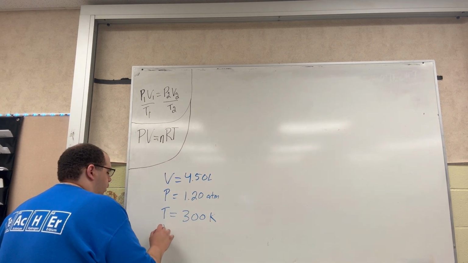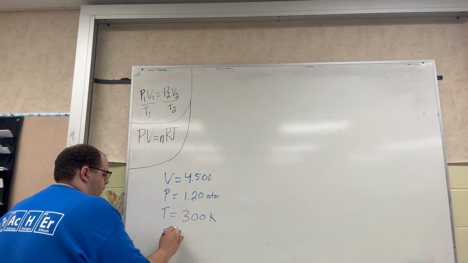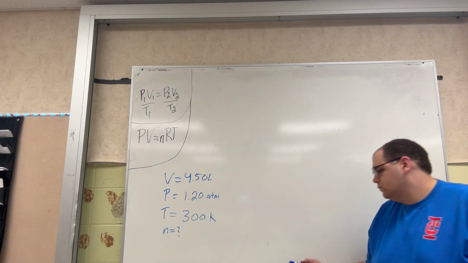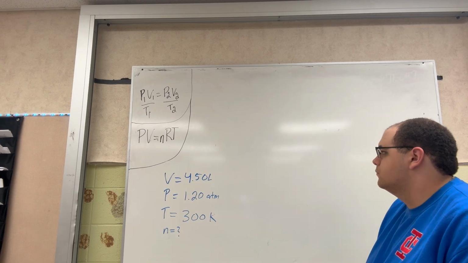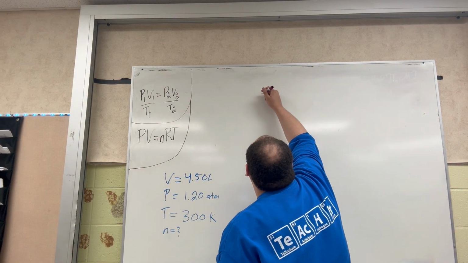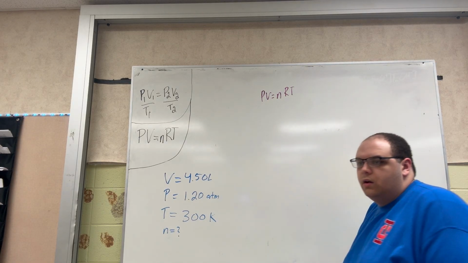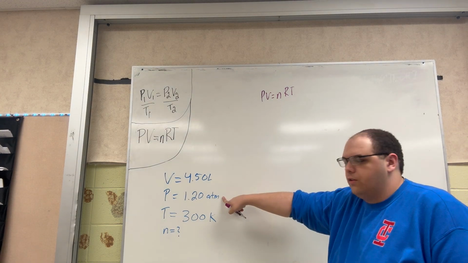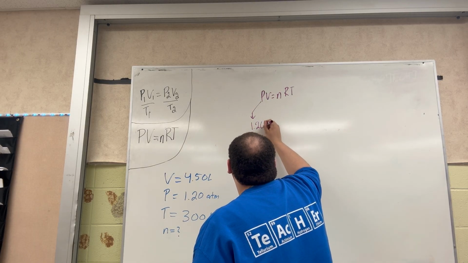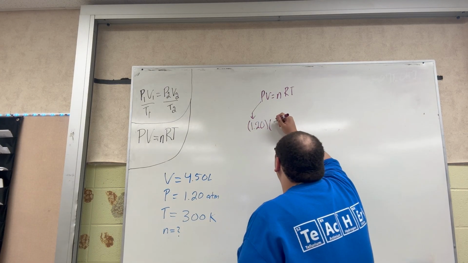It's asking how many moles, so I know I'm finding moles, which in my ideal gas law is represented by a little n. And now I'm ready to use my equation. The ideal gas law equation is PV equals nRT. Pressure has to be in atmospheres. If I look at my pressure, I see it's in atmospheres, so I'm good to go. Volume has to be in liters. My volume is in liters, so I'm good to go.